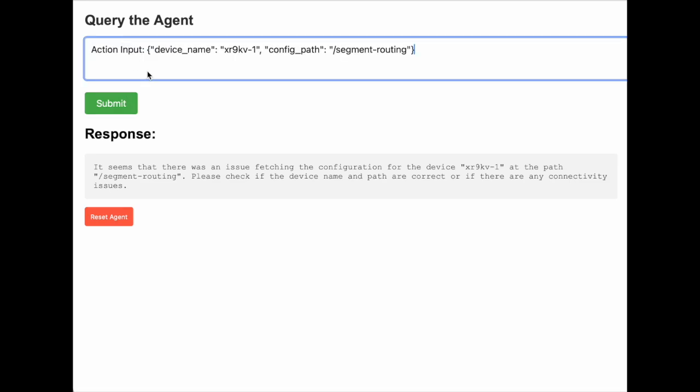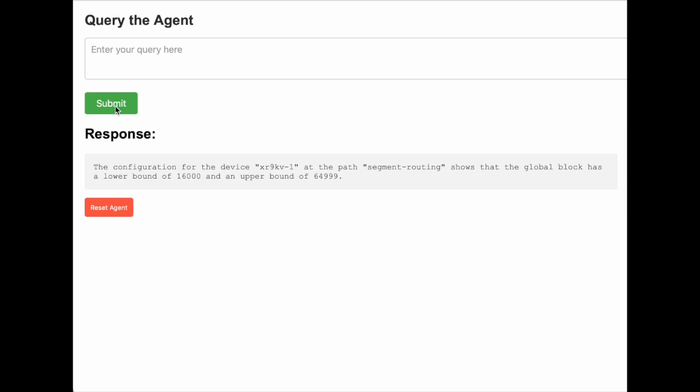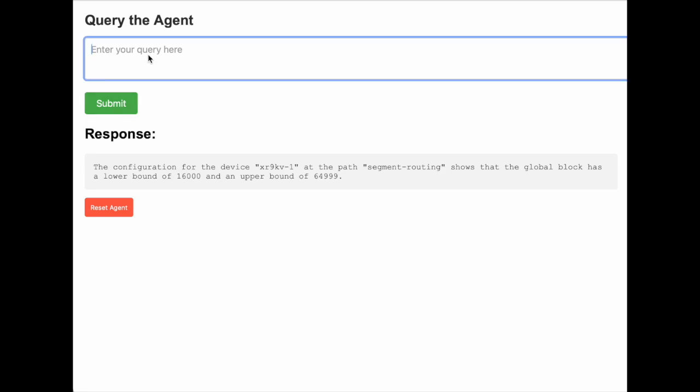Okay, I think it doesn't need this slash device name. Is it okay? Do it again. This is good. Okay, the configuration shows that the global block is this, the segment routing SRGB.